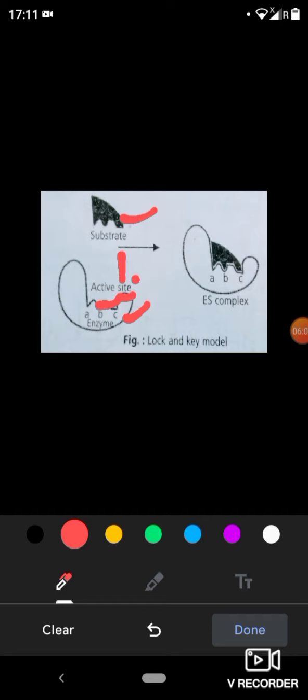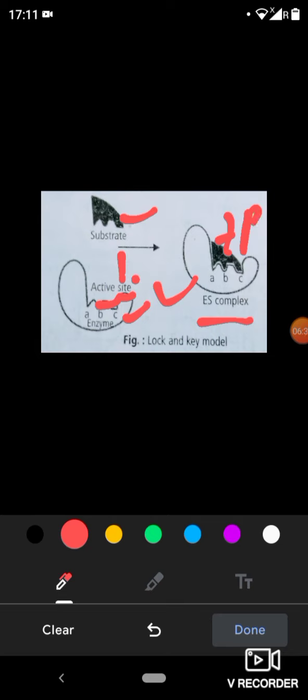Just as a lock can be opened by a particular or specific key, a substrate molecule can be acted upon by a particular enzyme. Then it forms an enzyme substrate complex. So in the complex stage, the molecules of the substrate undergo the chemical change and then the product will be formed.